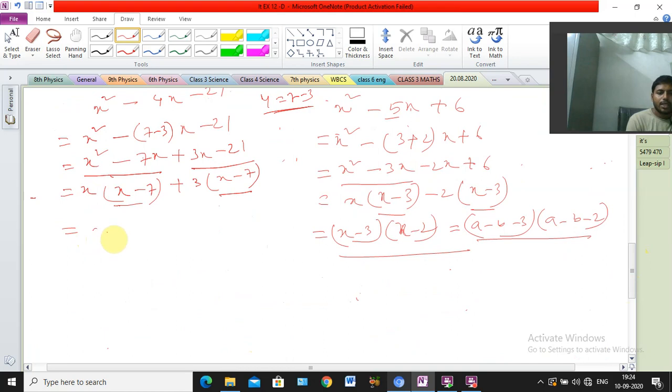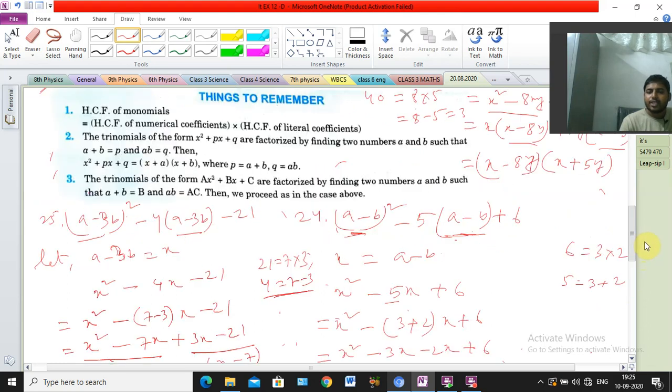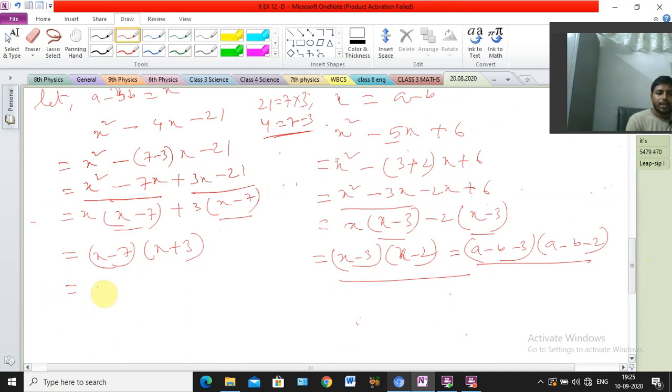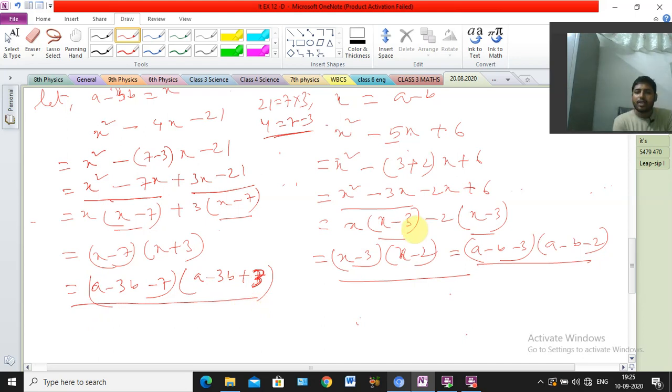Next, what do we get? x minus 7 and x plus 3. So is this the answer? No sir, this is not the answer because x was not there in the question. In the question, a minus 3b was there. So we have to write a minus 3b instead of x. So a minus 3b minus 7, and another one will be a minus 3b plus 3. So this is the answer. Clear everyone? I hope it is clear.